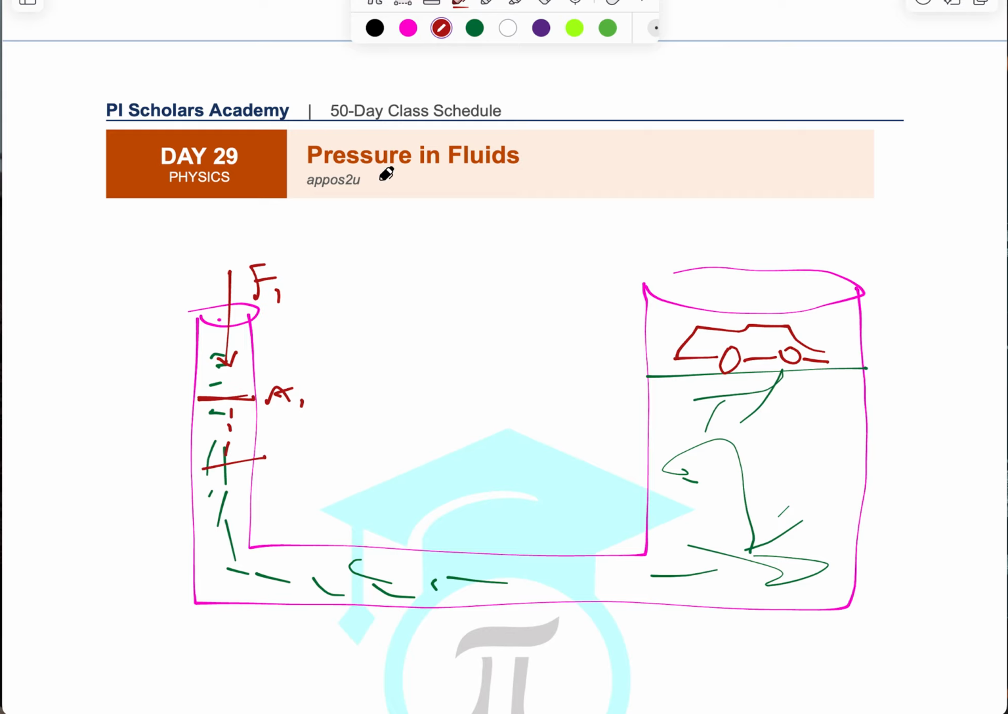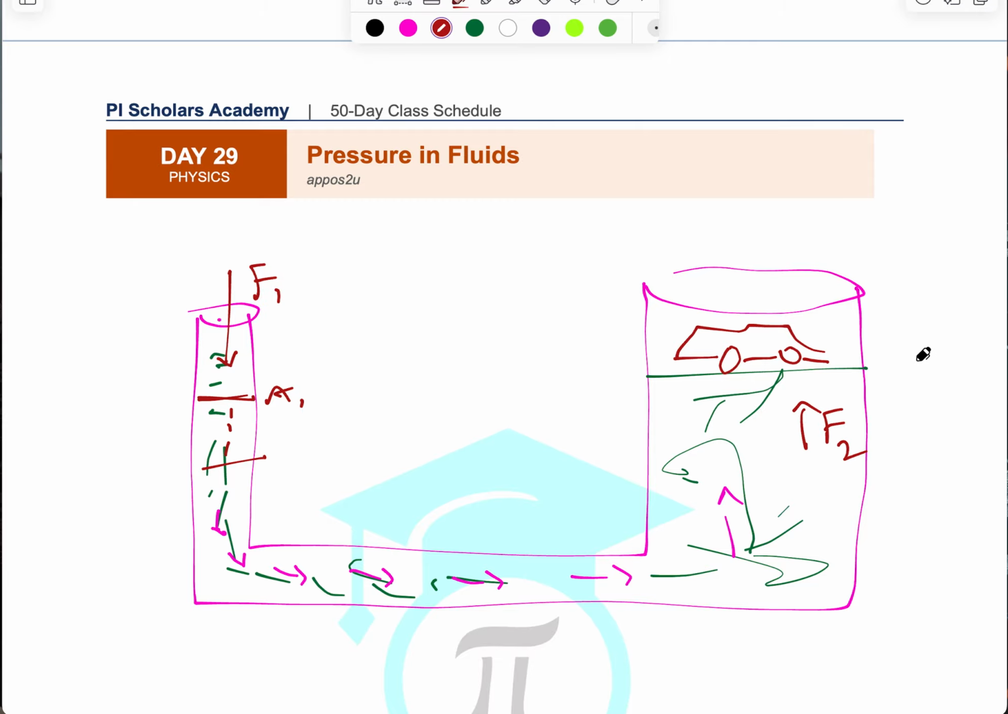Once that is happening, there is a transmission of pressure. Pressure is transmitted undiminished. And this pressure now makes this side go up. That implies that a new force is being applied on this. It's an upward force. You can call that one F2, and it's being applied over this area. Let's call this area 2.